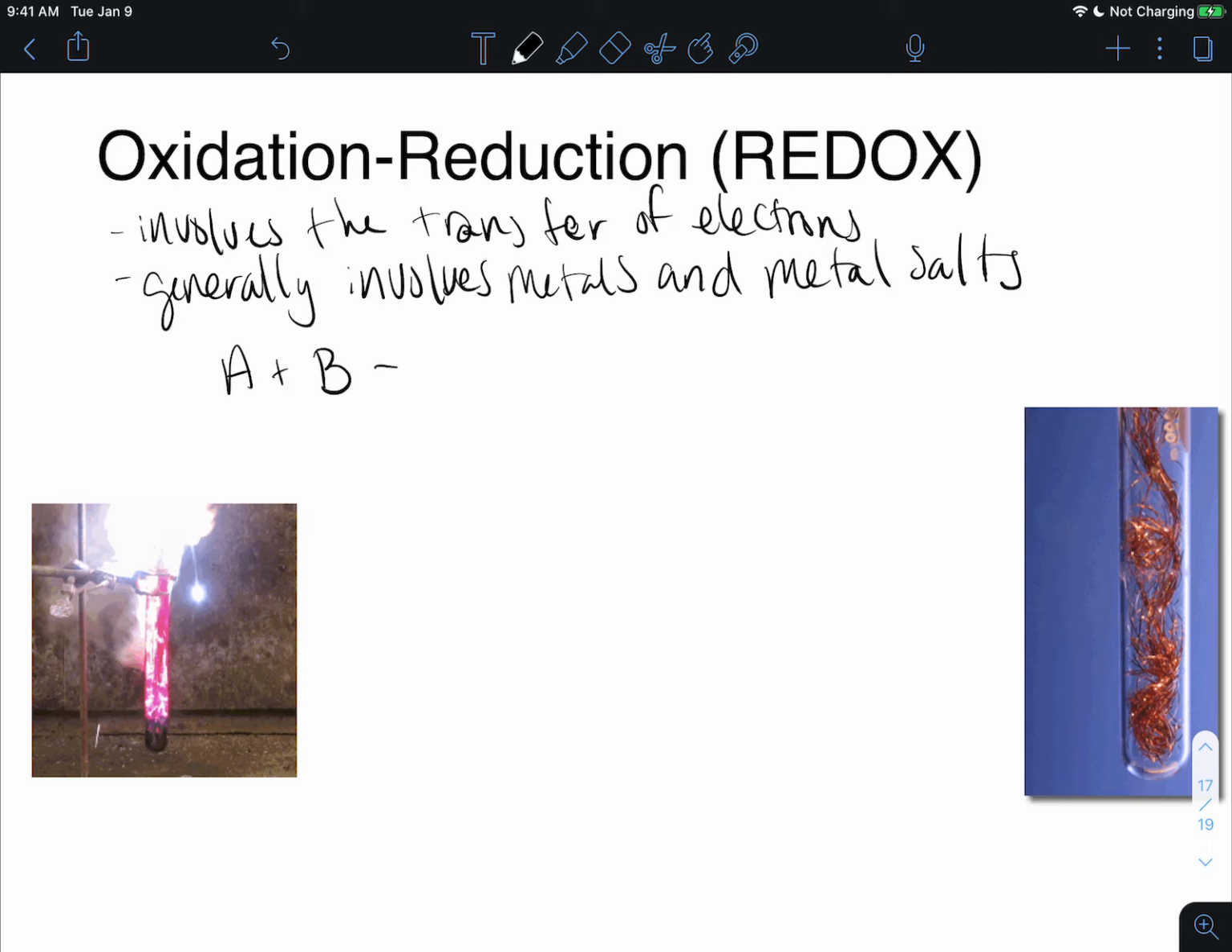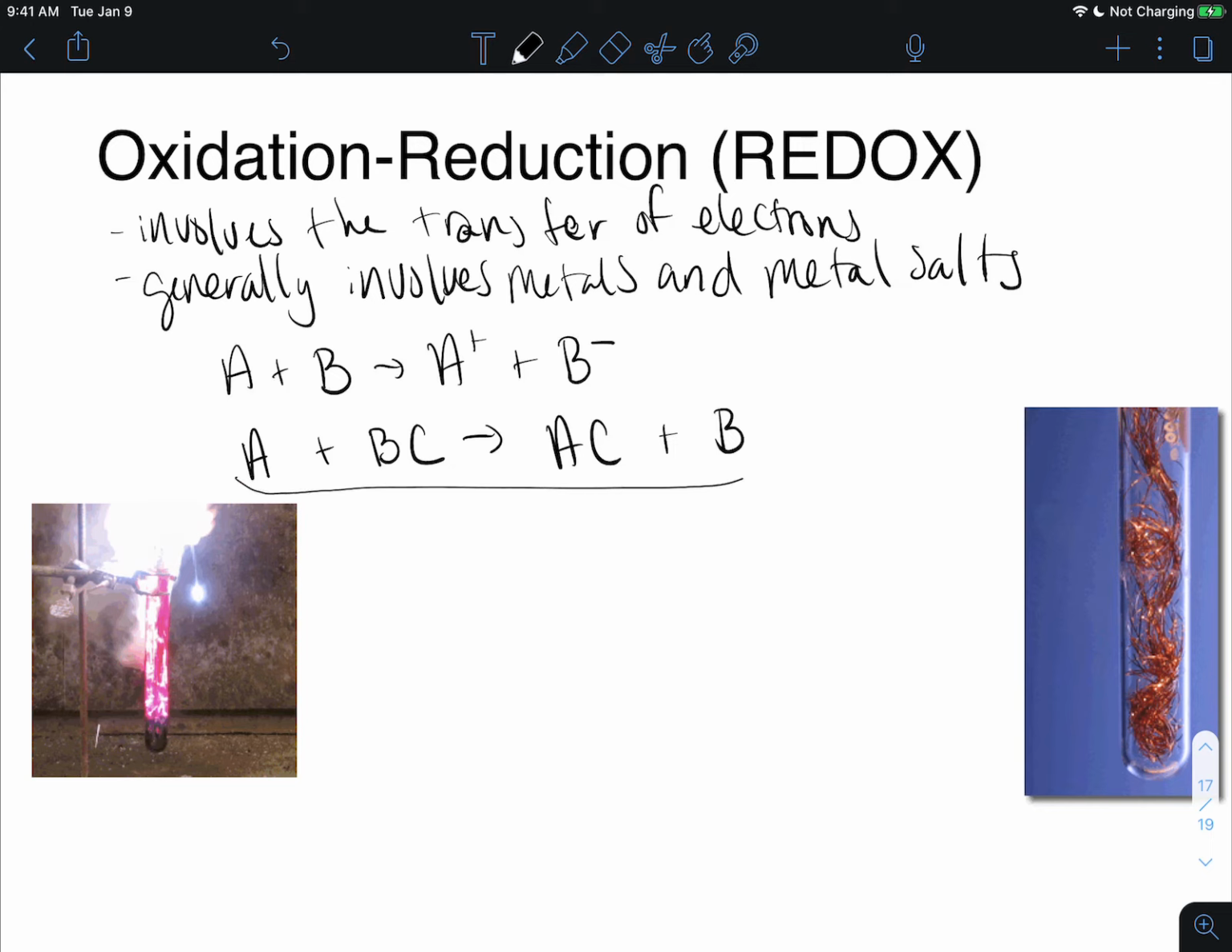We have AB combining to produce A plus and B minus because of that transfer of electrons. Or you might see a metal reacting with a metal salt to produce a new metal salt and a new metal. So we'll transfer one to the other, and this is what we call a single replacement reaction. But not all redox reactions are. This is just an example of a single replacement reaction, which is very common within redox.